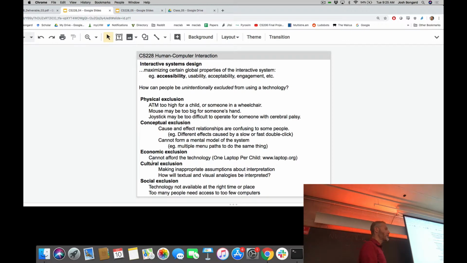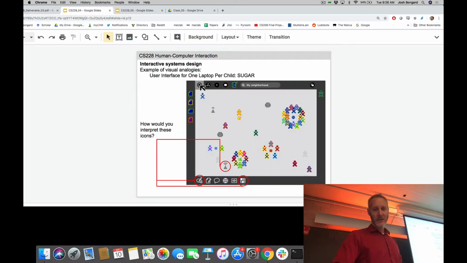Another subtle one is cultural exclusion, right? We talked about forward and back buttons and reading left to right and right to left. Are we making inappropriate assumptions from our own culture and building them into the technology itself? The history of software development is littered with these kinds of examples, and I'll just show you one. It's an example of cultural exclusion.